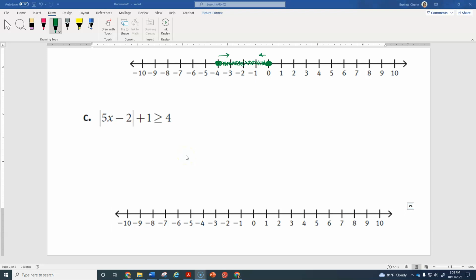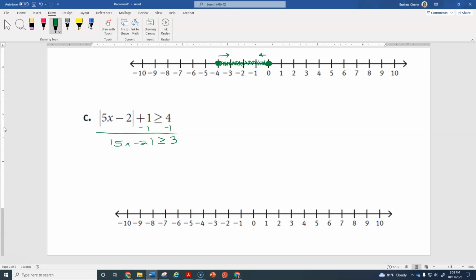So I'm going to follow the steps for this problem right here. Step number 1 says isolate. So what do I isolate? I have to get rid of this +1. How do you get rid of +1? You do -1 to both sides. And I get the absolute value of 5x minus 2 greater than or equal to 3.